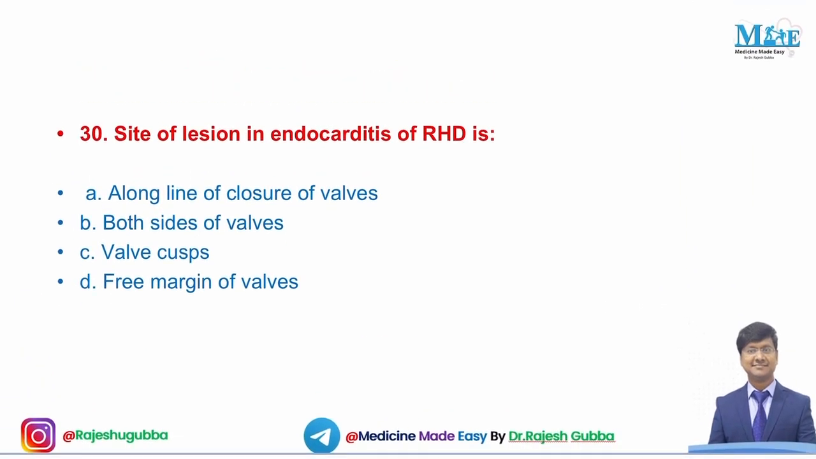The site of lesion in endocarditis of rheumatic heart disease is: along lines of closure, both sides of the valves, valve cusps, or free margins of the valves. Please remember, the site of lesion in endocarditis of rheumatic heart disease is along the lines of closure, and that can cause mitral stenosis.